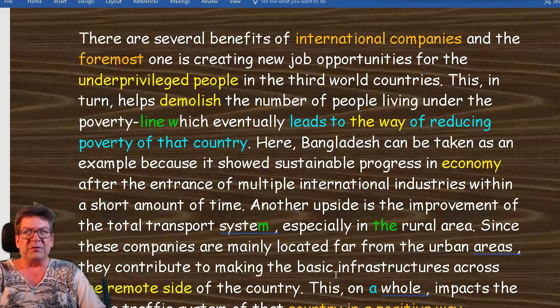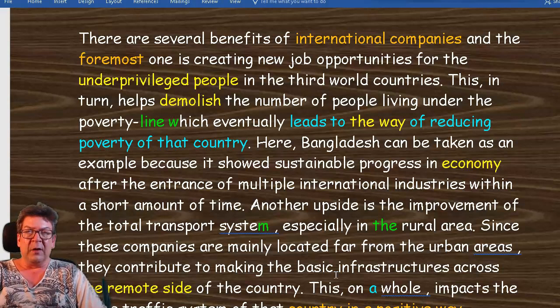And the foremost one. Okay, if you want to argue that, go ahead. Foremost one is creating new job opportunities for the underprivileged people in the third world countries. God, that goes on a ways. Now, why do you have the and in there? There are several benefits to international companies. And the foremost one is creating new job opportunities for underprivileged people in the third world countries. Break that up into two.